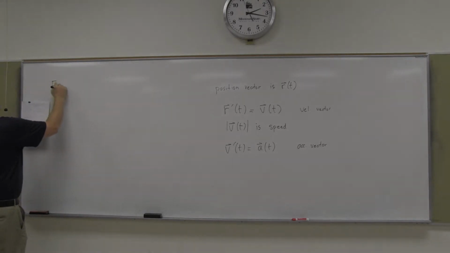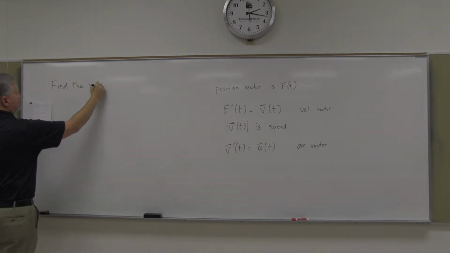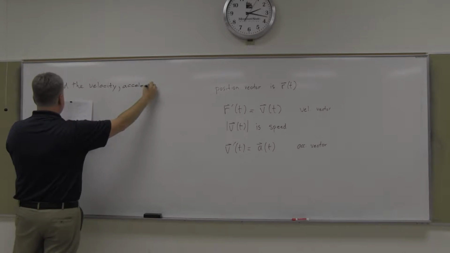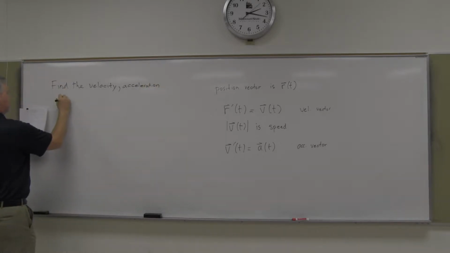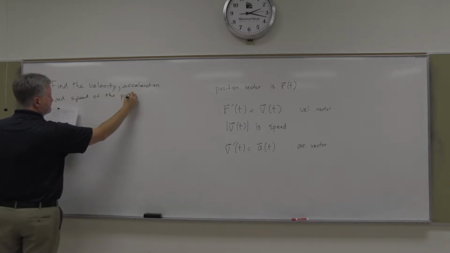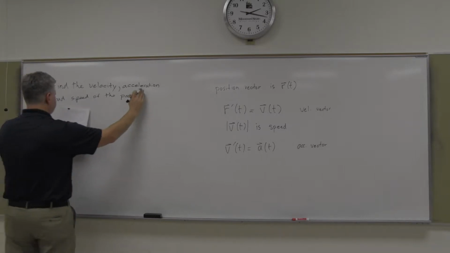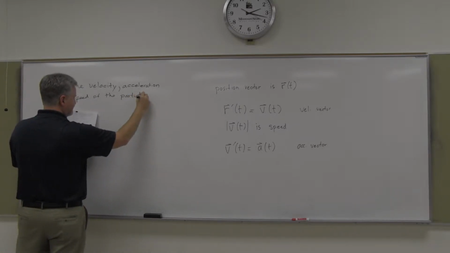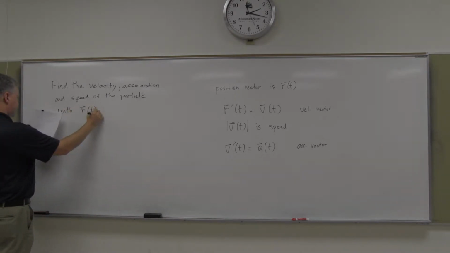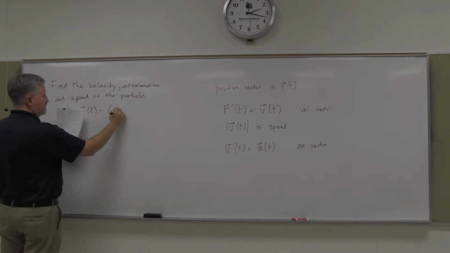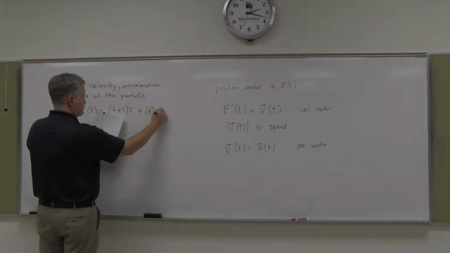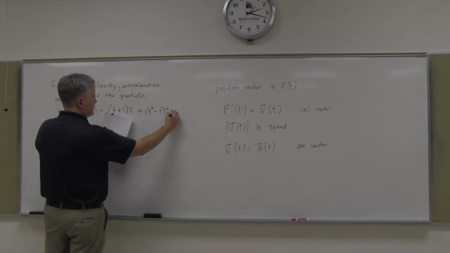All right, so here's our problem. Find the velocity, acceleration, and speed of the particle with r of t. The position function is (t + 1)i + (t² − 1)j + 3k.